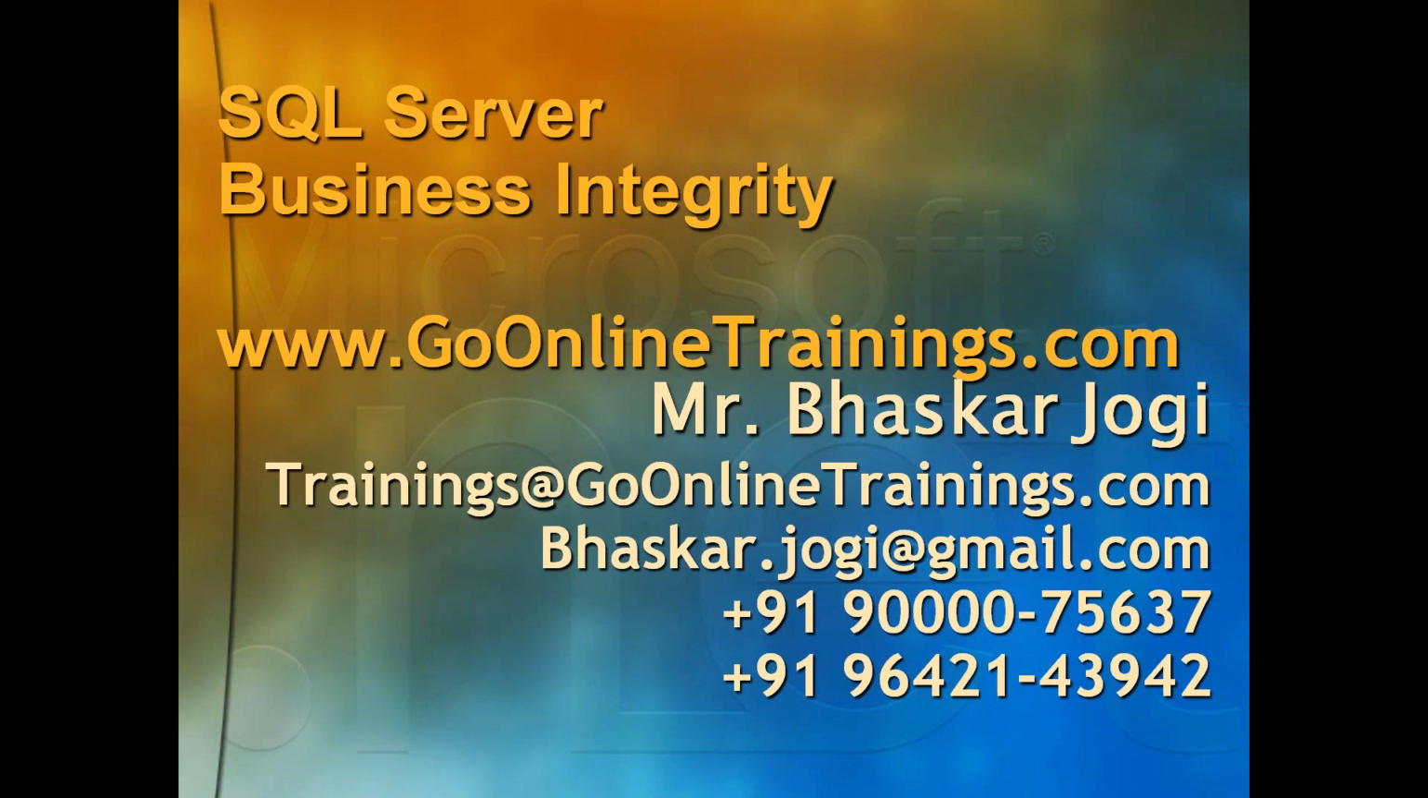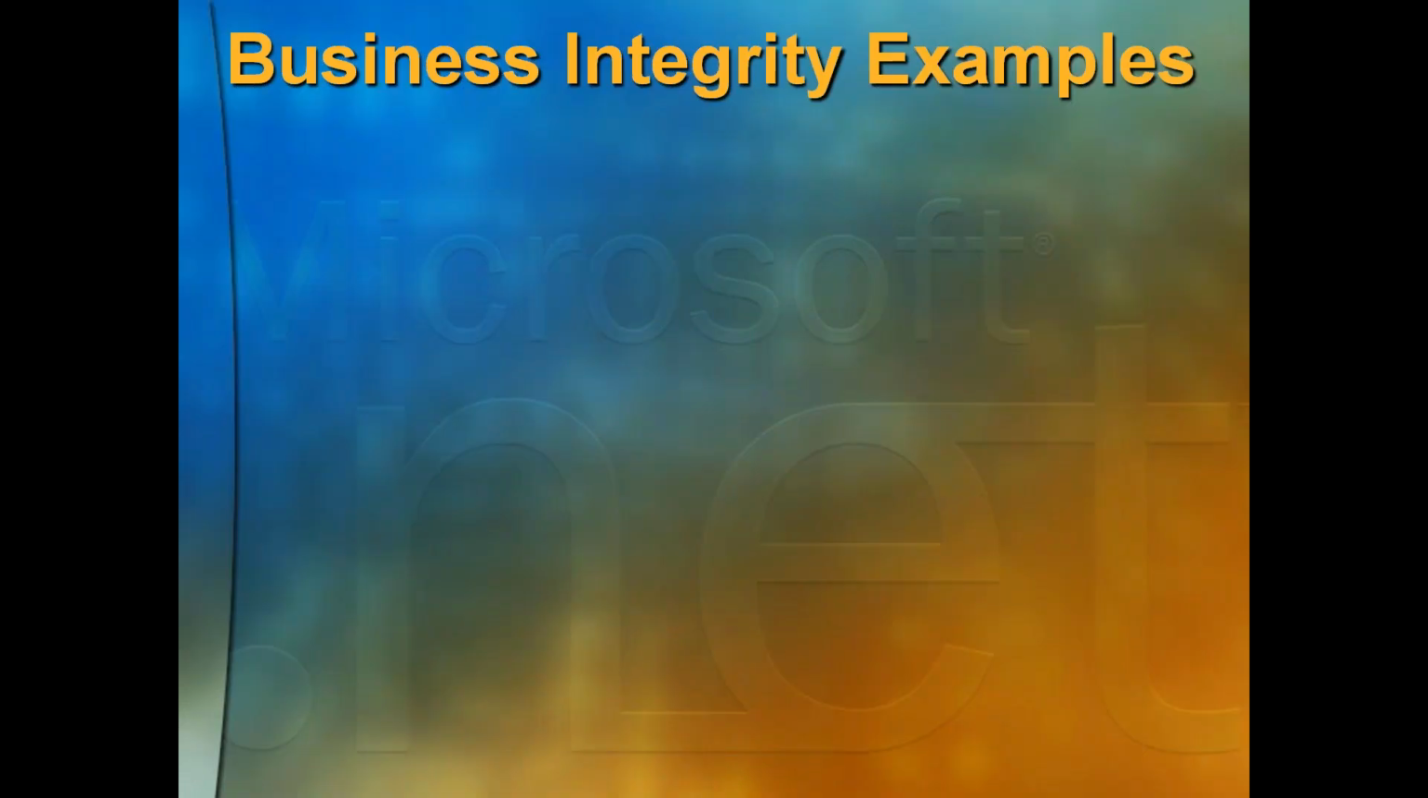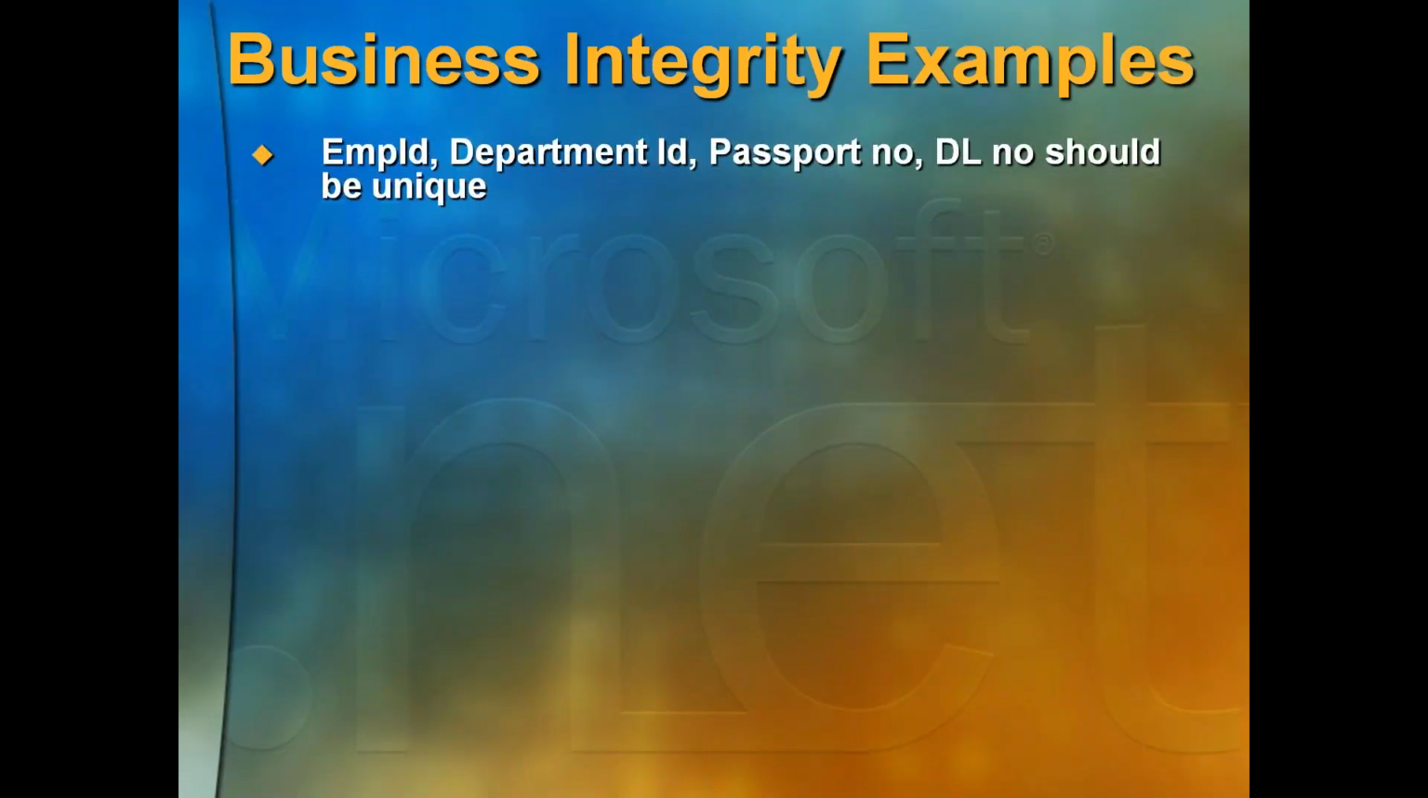If the data itself is wrong in the business, definitely you cannot do any business. So how do we ensure that the data is correct? I'll give you a couple of examples. Employee ID, department ID, passport number, driving license number should be unique. Somebody says, my employee ID is 1234, and your employee ID is also 1234, and these two guys are working for the same company. Is it correct? It is completely invalid, right?